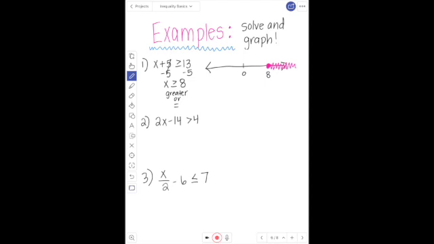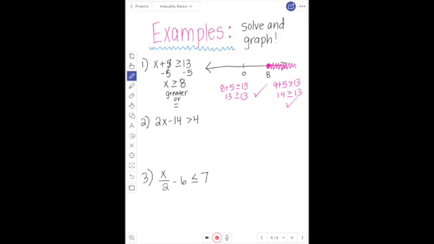Now, if you want to make sure that you got this right, all you have to do is pick a number. So a number greater than 8, or actually you could pick 8 itself because 8 is equal. So 8 plus 5 should be greater than or equal to 13. Well, 13 is equal to 13, so that's a true statement. So we did shade correctly. If you pick 9, you could say 9 plus 5 is greater than or equal to 13. Well, 14 is greater than or equal to 13, so that is a true statement.